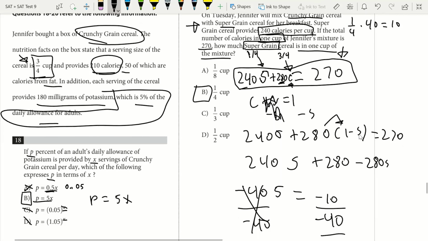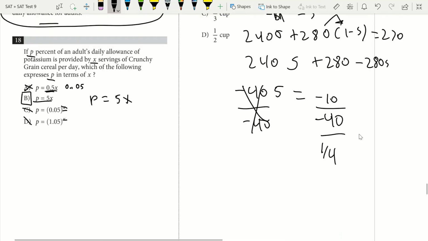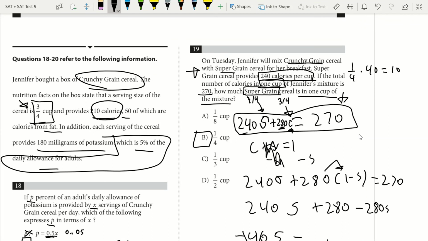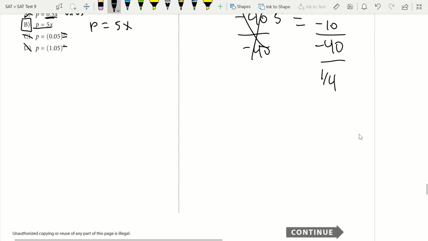So that one right there, not too difficult. Just understanding how to solve for it. Also, just one other thing, make sure that you're solving for super grain, and not solving for your crunchy grain. So make sure that you solve for super grain first. Otherwise, you're going to end up taking extra steps. So you saw that. That's what I did there as well.